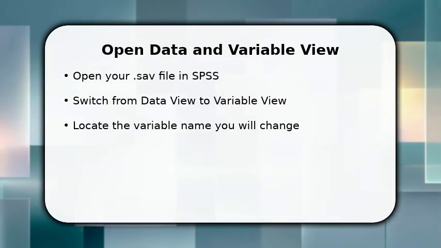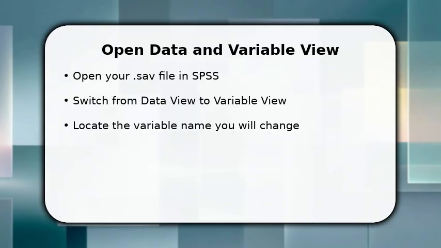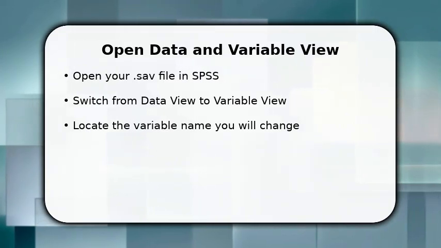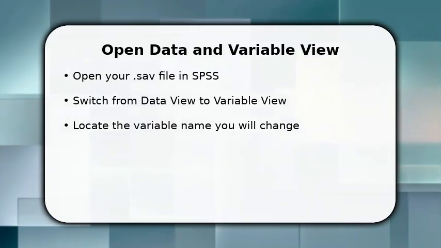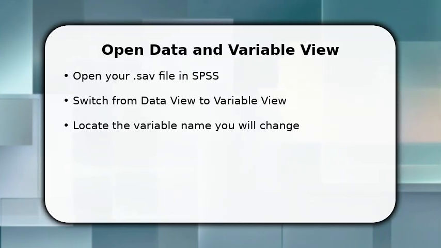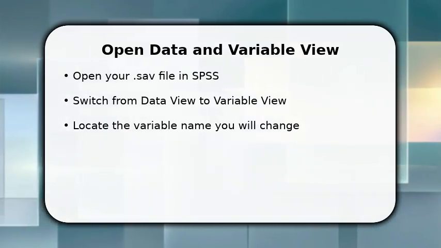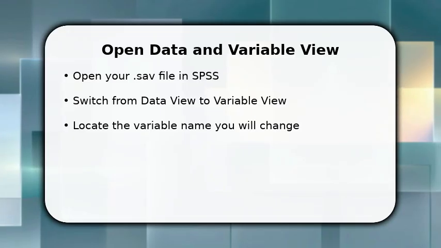You start by opening the target. Save File and moving straight to Variable View so you can edit attributes. Once done, scan the list for the exact variable name. Make sure it matches any codebook or analysis plan. You will change either the variable label, values, type, or measurement level, so decide now which attribute needs altering.